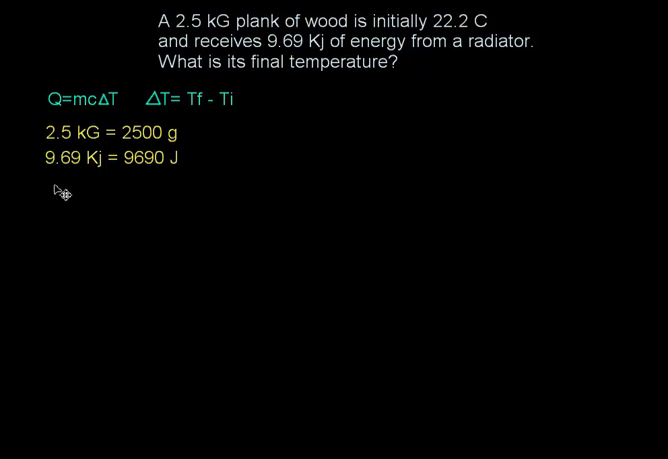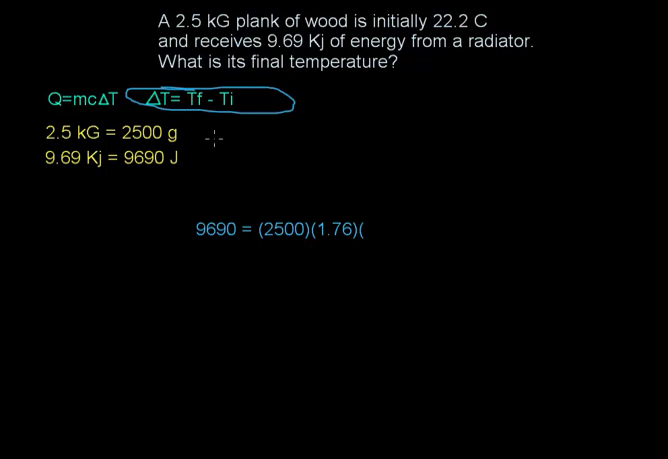I'm just going to type this over here. Let's make Q 9.69 kilojoules, which turns into 9,690. So 9,690 is equal to the mass. 2.5 kilograms equals 2,500 grams. You always have to keep it in grams, so that is why we converted. We have to multiply, so I'm just going to put those in brackets. I'm just going to move this over here so you guys can see. The specific heat capacity of wood is 1.76. So 1.76 is going to go right over here.